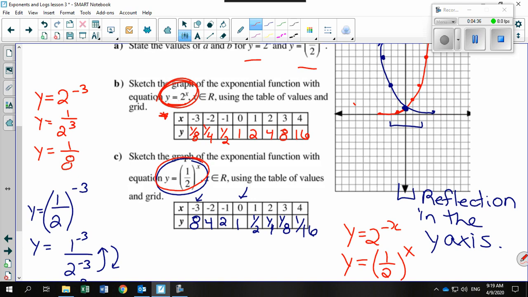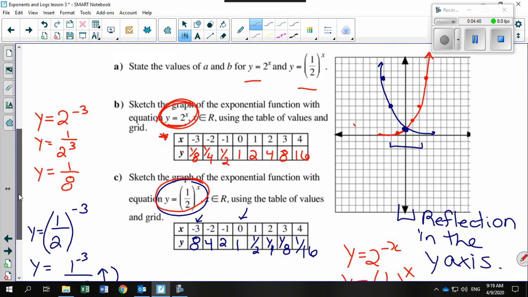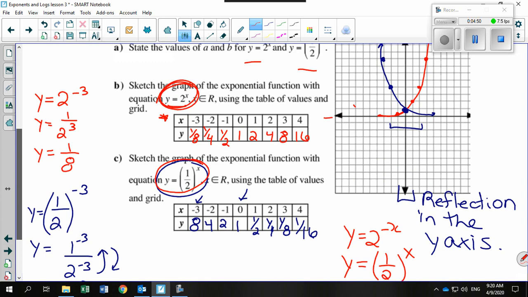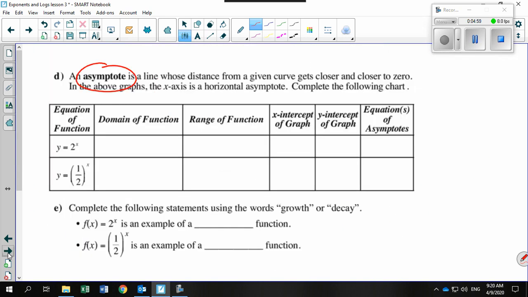And so that's the biggest idea that they wanted you to get out of this one when we have a base of 2 versus a base of 1/2. They wanted you to know these characteristics. Asymptotes, you guys remember what those are? A line that it's approaching but never touches. If we look at these two graphs, these actually never touch our x-axis. So we actually have an asymptote at y is equal to 0 for both of them.